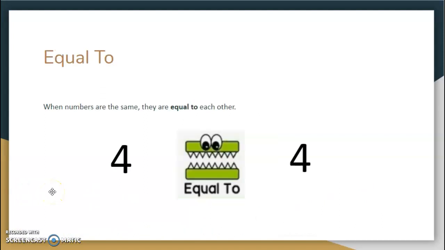Now this is an easy one. When we know that we have 2 numbers that are the same, we know that they are equal to. If you have 4 cookies and I have 4 cookies, we have the same amount of cookies. We have an equal amount of cookies. So we would just use the equal sign between the 2 numbers to say that 4 is the same, it is equal to 4.